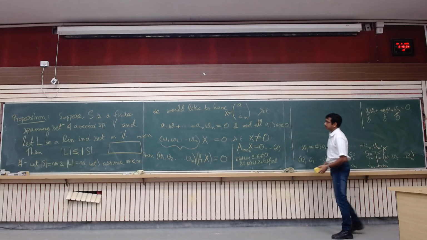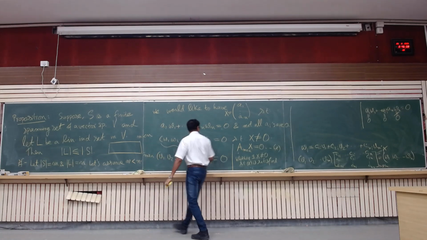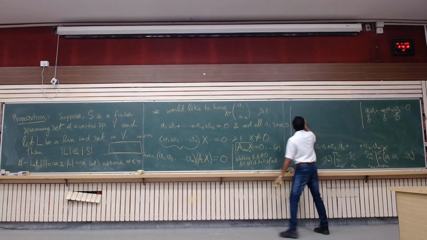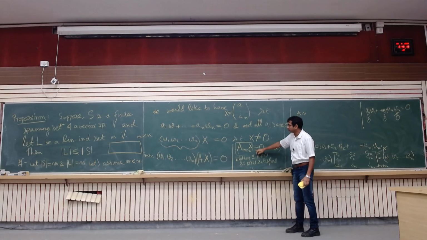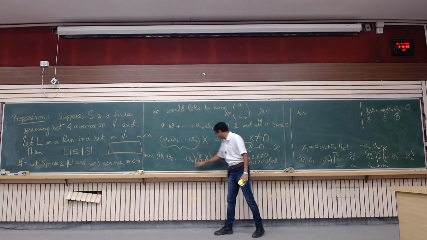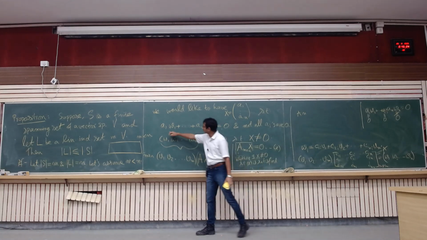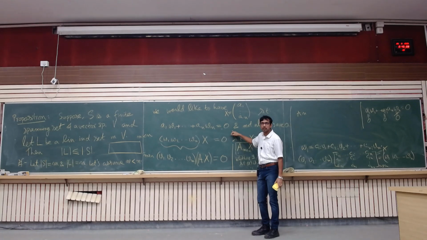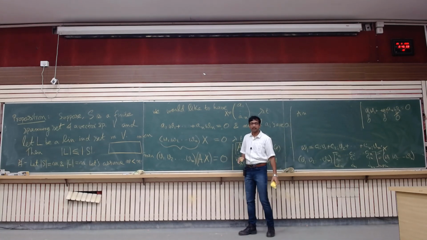So this is giving us a contradiction. We assumed that m is less than n, and that leads us to a non-trivial solution of this. Now, a non-trivial x for which this is satisfied would mean a non-trivial linear relation giving you 0, which is not possible, because W1 to Wn are linearly independent.